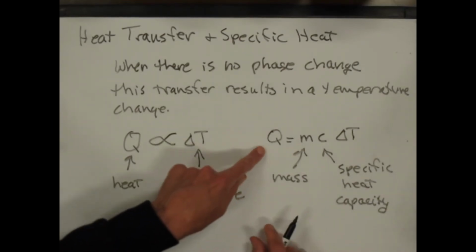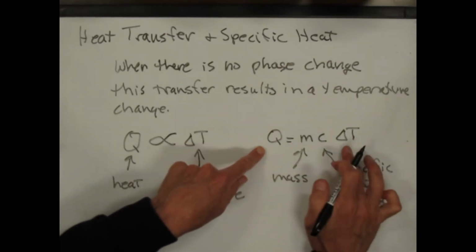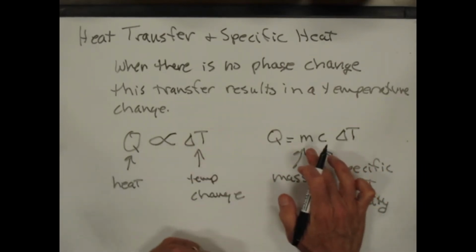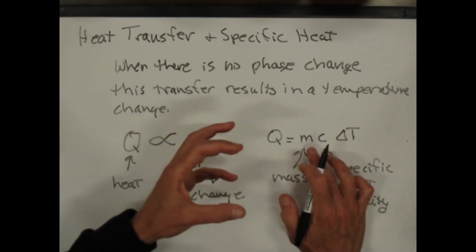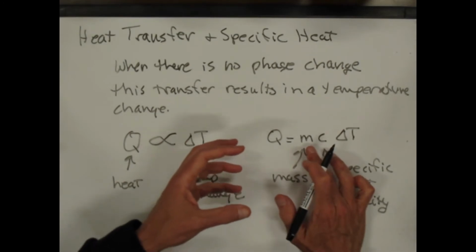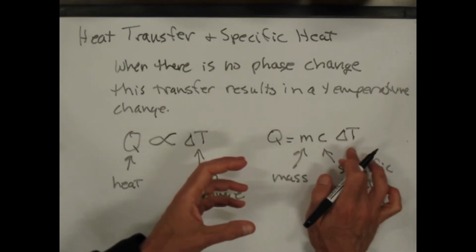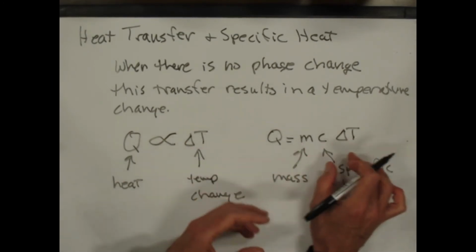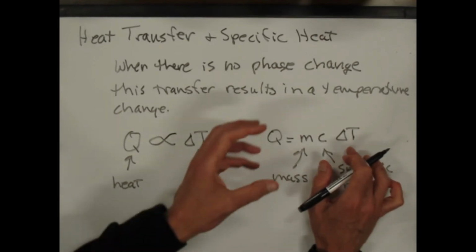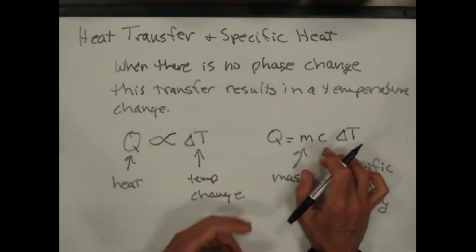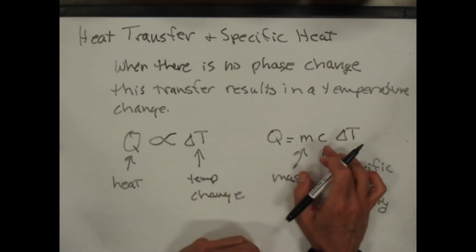So if you add heat to an object, the temperature change you get depends on how much mass is there. That should sort of stand to reason, right? If you put a fixed amount of heat in, the more massive the object is, the smaller the temperature change is going to be. The less massive the object is, the greater the temperature change is going to be for a certain quantity of heat.